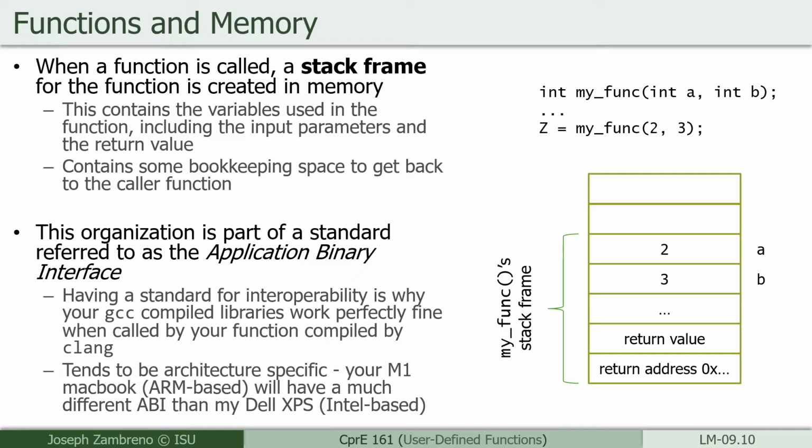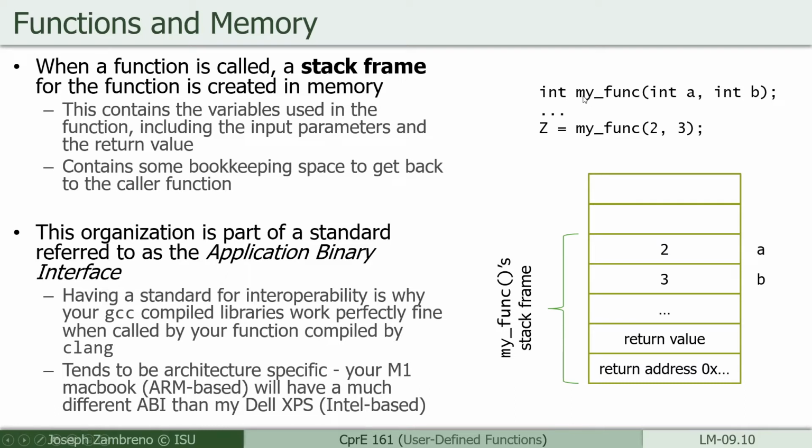So that standard allows for interoperability so that your compiler output could match what my compiler is expecting on the input side. But from an architecture perspective, it does tend to be really specific. So your M1 MacBook, which is ARM based, will have a much different ABI than my laptop that has an Intel based microprocessor in it. I think for our purposes, it is sufficient to just be aware that there's this concept of a stack. Later on in your academic careers, you'll learn a lot more about both architecture as well as memory management and what this means from a function call perspective. But this high level view, I think, is sufficient.